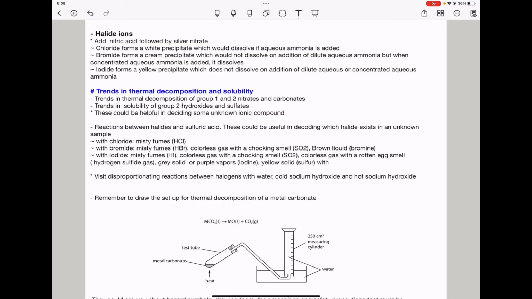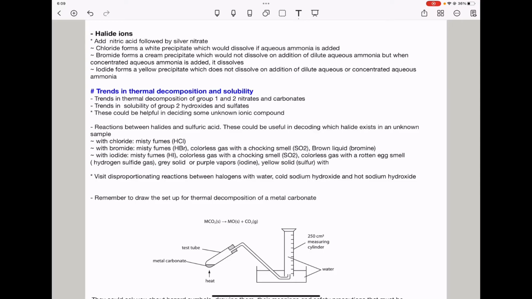Remember, for hydroxides, magnesium hydroxide is insoluble while barium hydroxide is soluble, so solubility increases as we go down the group for group 2 hydroxides. However, for group 2 sulfates, magnesium sulfate is soluble while barium sulfate is insoluble, so solubility of group 2 sulfates decreases as you go down the group.